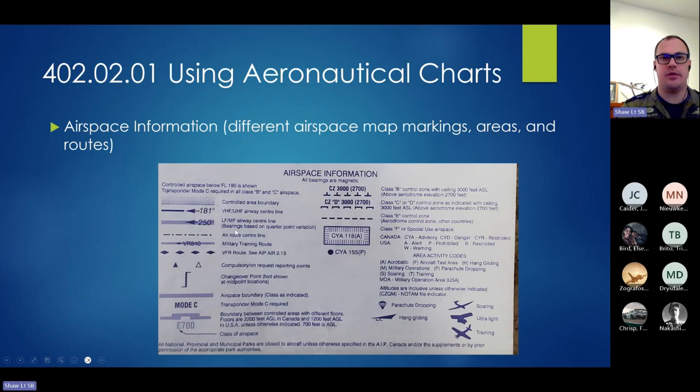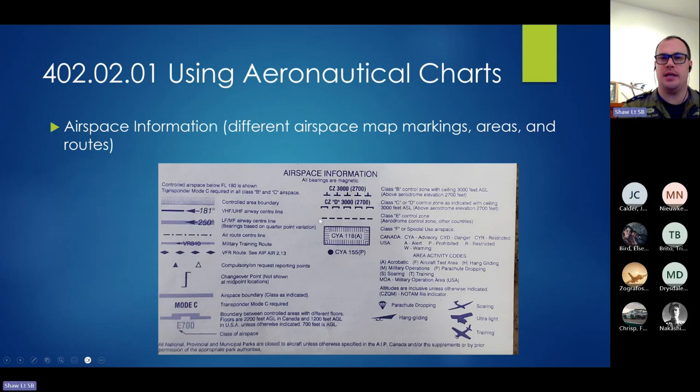So we've got a controlled area boundary, we've got airway, we have air route. So there's a difference between airway and air route. Military training, we got VFR, compulsory reporting points, changeover points, airspace boundary where it's transponder mode C. We've got a boundary between controlled areas with different floors. So it's kind of the zigzaggy one. And then on the right side, we have the CZ, which stands for control zone. So it's a control zone to 3,000 feet, so 2,700 feet above the ground. Control zone is D as in Delta, so to 3,000.